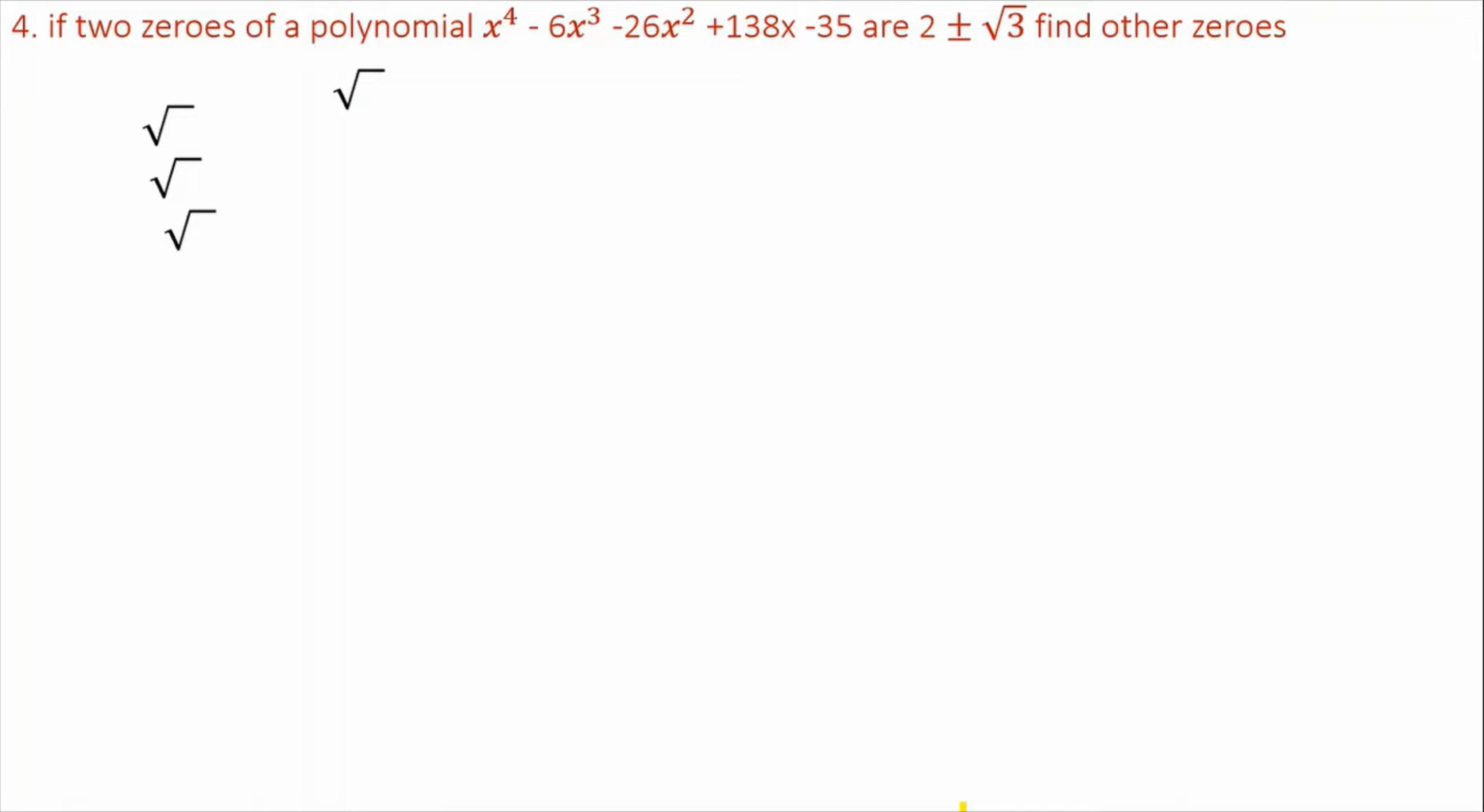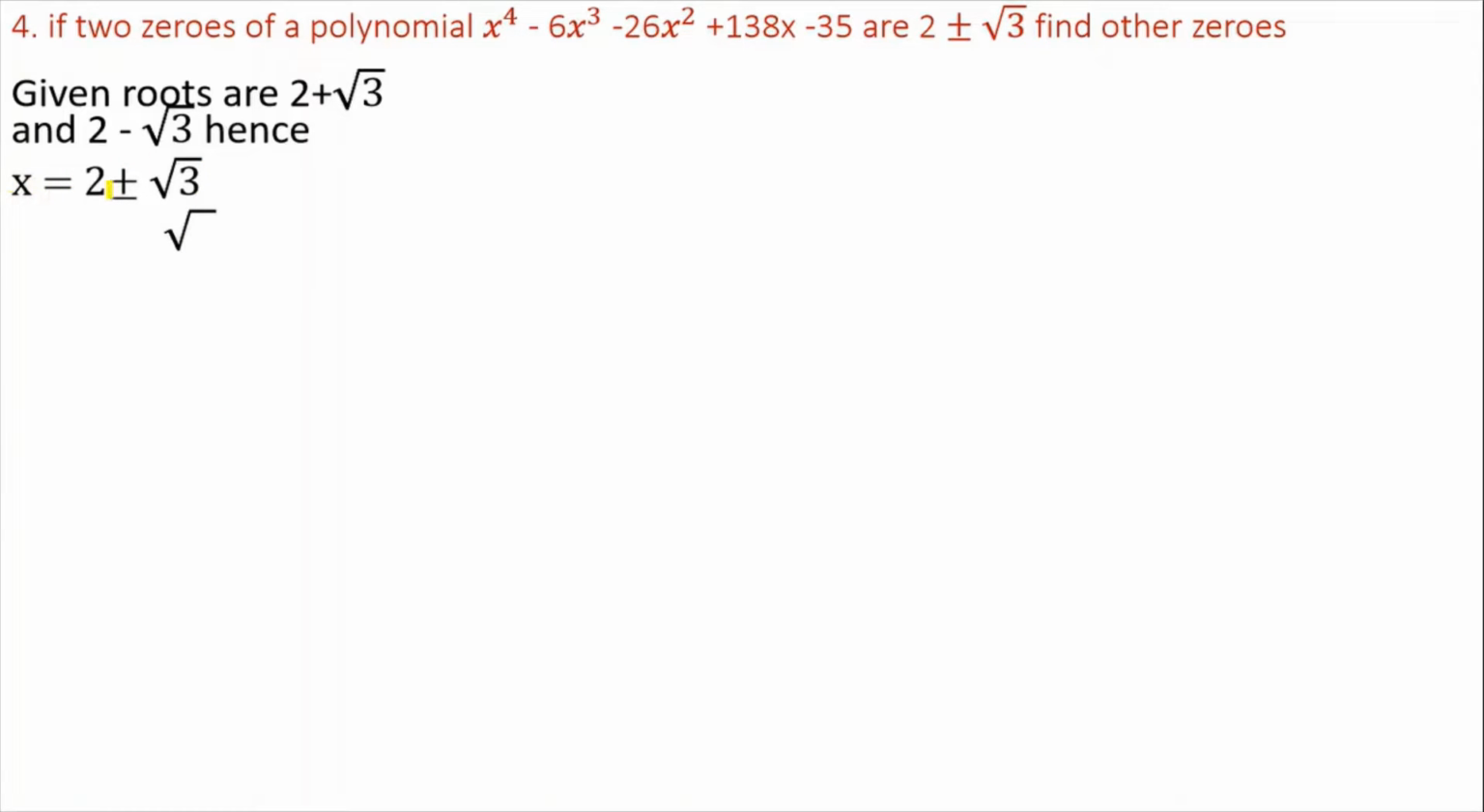That is 2 plus root 3 and 2 minus root 3. And they want us to find the remaining two zeros by using the given two zeros. The given two zeros are 2 plus root 3 and 2 minus root 3. When we want to write it in factor format, x is equal to 2 plus or minus root 3.